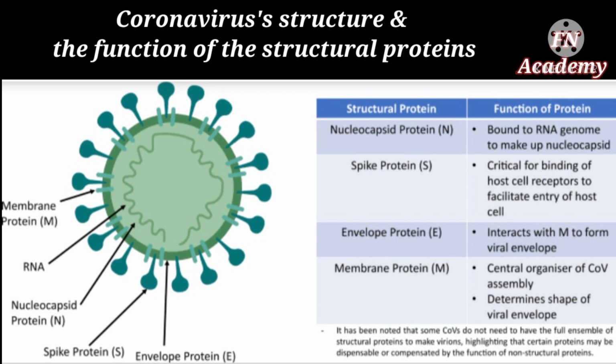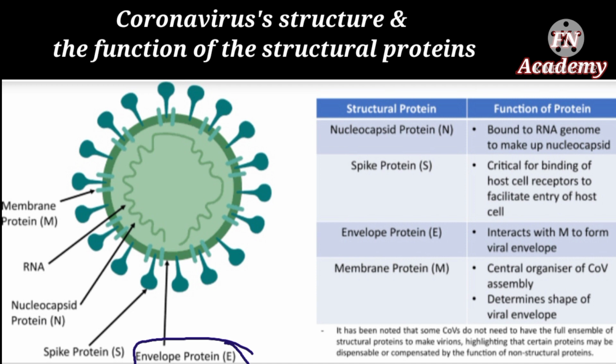So let's summarize the coronavirus structure and the function of the structural proteins. Coronavirus is a single positive sense RNA virus. Mutation rates of RNA viruses are greater than DNA viruses, suggesting a more efficient adaptation process for survival. The genome codes for at least 4 main structural proteins. Number 1, nucleocapsid protein, which is bound to the RNA genome to make up the nucleocapsid. Number 2, spike proteins, which are critical for binding of host cell receptors to facilitate entry into the host cell.